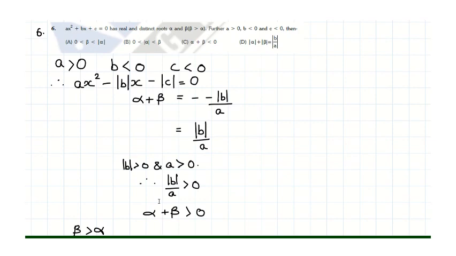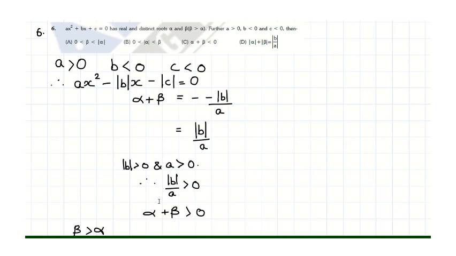In the sixth question, the equation is given as ax square plus bx plus c equal to 0. It is also told that the roots are alpha and beta, which are real and distinct. A greater than 0, b less than 0, and c less than 0. Now we need to find a relation between alpha and beta.